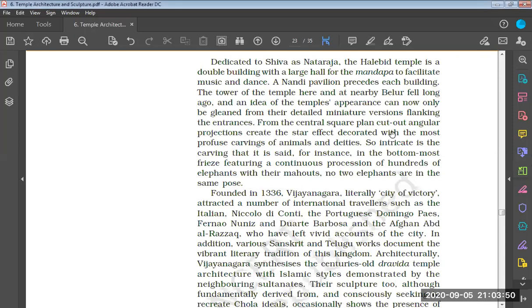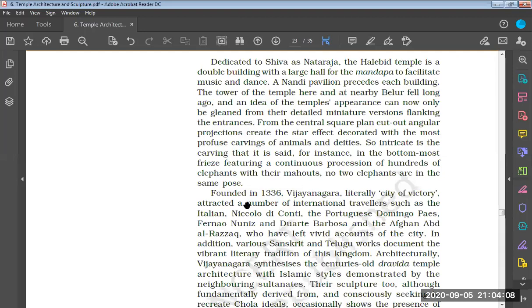Belur is the second site, other than Halebid. The towers fell long ago, and an idea of the temples' appearance can only be gleaned from their detailed miniature versions flanking the entrances.